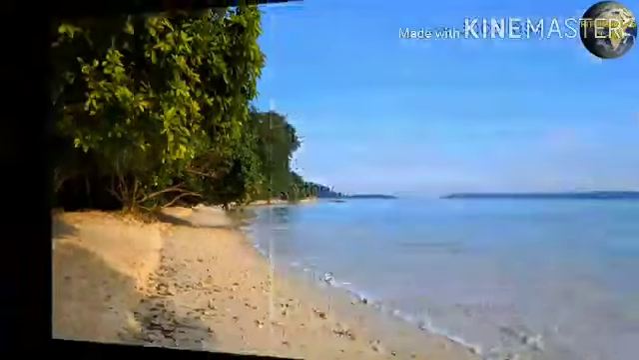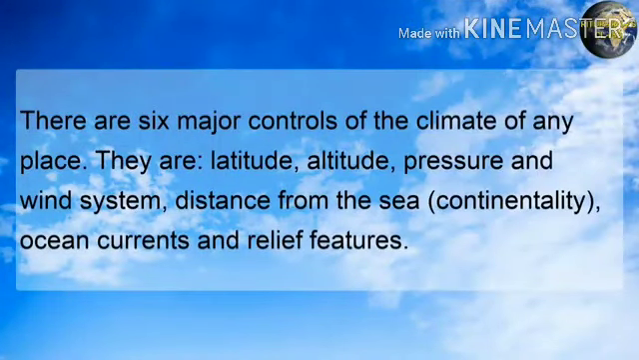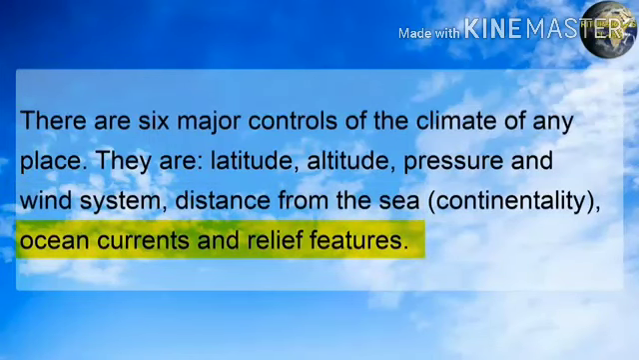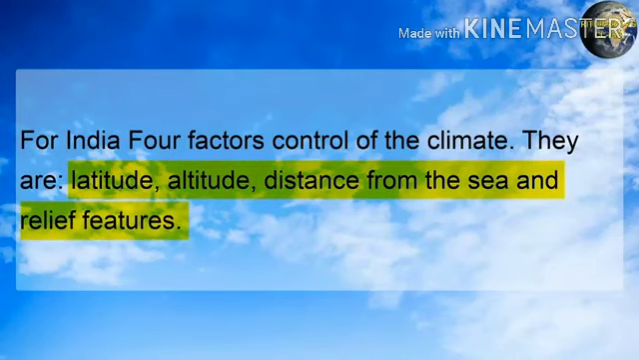Now, we are going to discuss the 6 major factors that control the climate of any place. They are latitude, altitude, pressure and wind system, distance from the sea, ocean currents, and relief features. For India, 4 factors together play a major role. These are latitude, altitude, relief, that means the presence of northern mountains, and distance from the sea. First, we are going to discuss latitude.